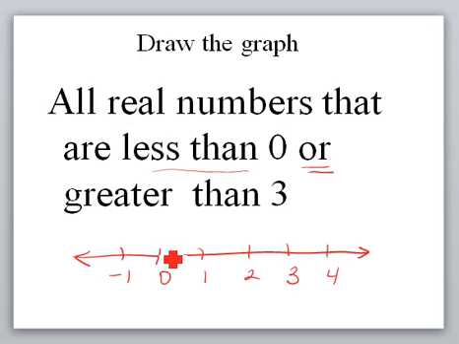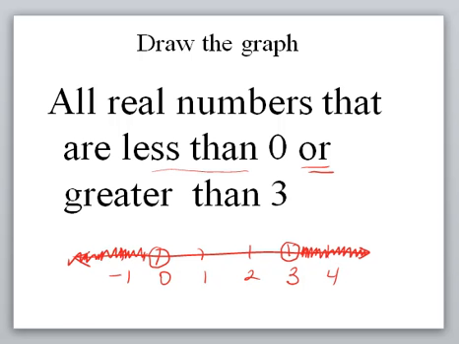This says it's less than 0. Less than means that 0 is not included, so we're going to use that open circle. Less than is shaded to the left. Or greater than 3. It doesn't say greater than or equal to 3, it just says greater than 3, so 3 is not included. Greater than shades to the right. This is typically what an "or" graph will look like. Most "or" graphs have the outer, maybe we can call them whiskers or something, shaded.